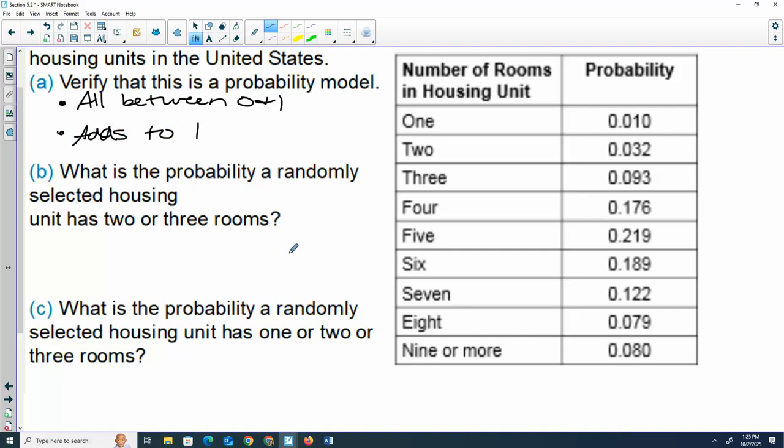Okay, what is the probability a randomly selected housing unit has 2 or 3 rooms? Is it possible to have both 2 and 3 rooms? No. So all we have to do is take the probability of 2 rooms plus the probability of 3 rooms. What's the probability of having 2 rooms? Plus the probability of 3 rooms. So if I add those together, we get 0.125.